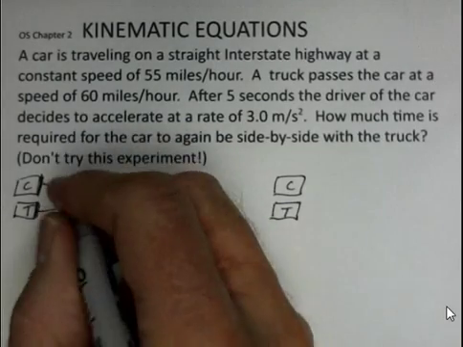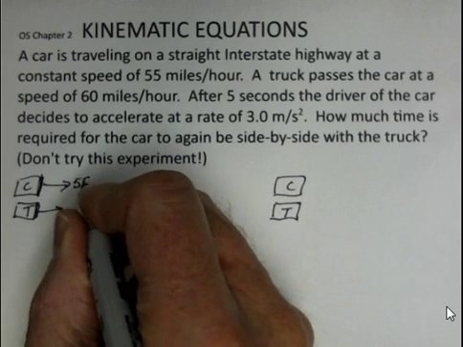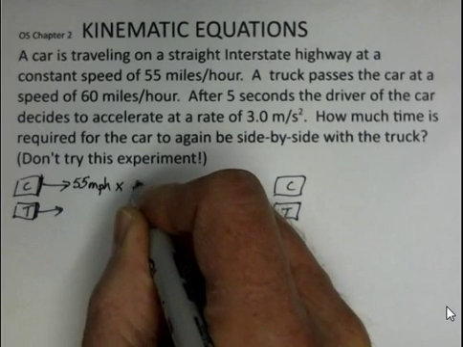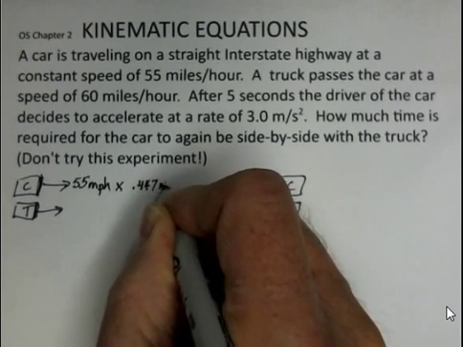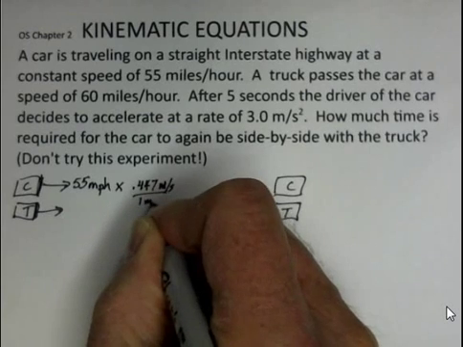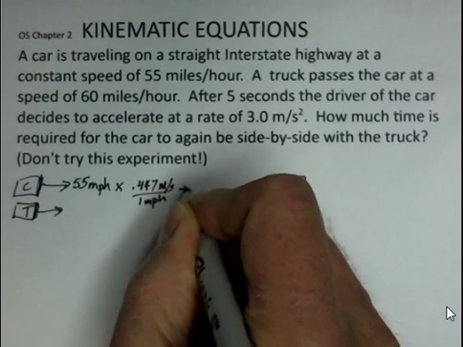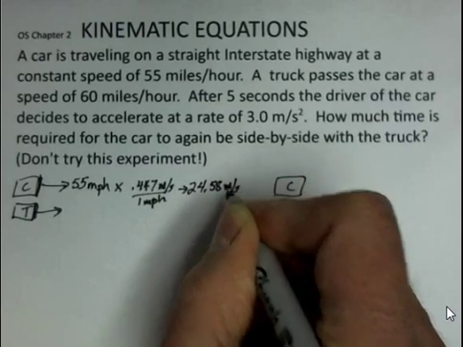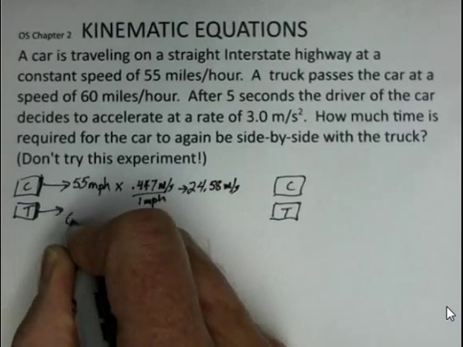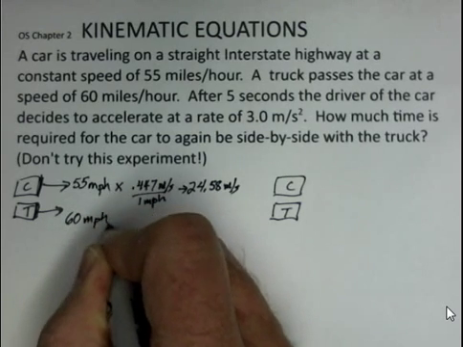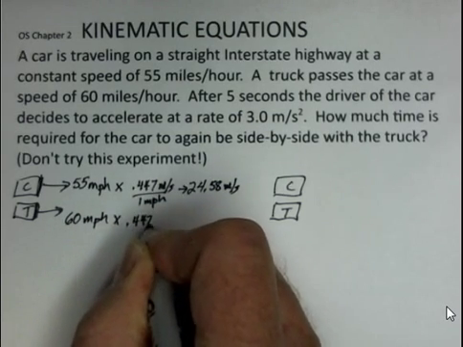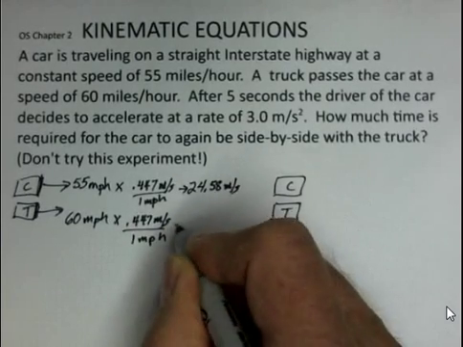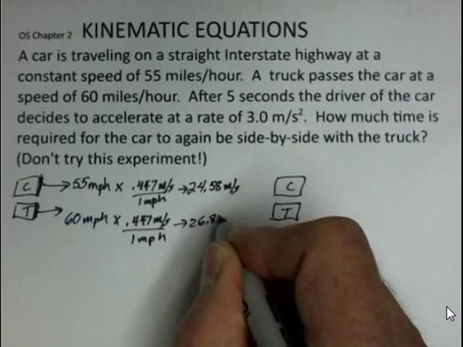So the car at 55 miles an hour, I'm going to use a conversion factor to change this to meters per second. So 0.447 meters per second is 1 mile per hour. And the car's speed is 24.58 meters per second. The truck's constant speed is 60 miles an hour. And bringing in the conversion factor, the truck's moving at 26.82 meters per second.